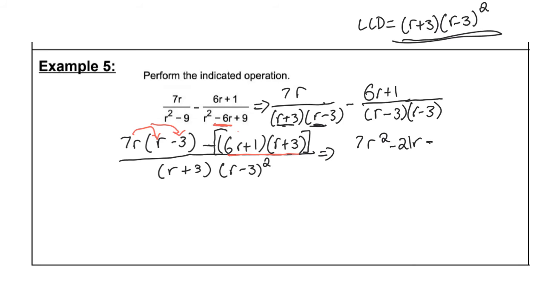Let's make sure we keep this minus sign. And then in my bracket, I'm going to write 6r squared. And we get 6r plus, times 3. So we get plus 18r. And then we get 1 times r, so plus r. And then we get 1 times 3, so plus 3. Okay, so now that is all over our LCD.